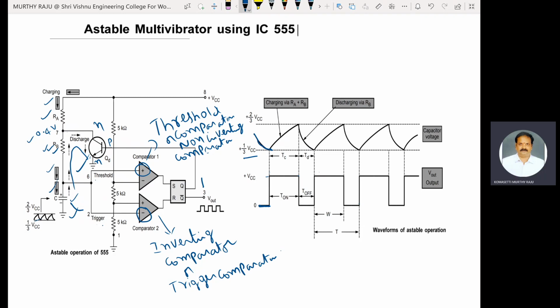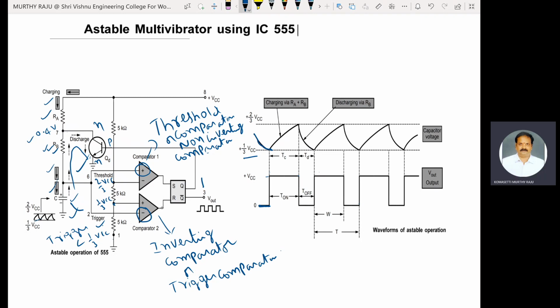Here, two reference voltages are there, 2/3 VCC and 1/3 VCC. These are the two points. The capacitor voltage is discharged towards 1/3 VCC, which is the trigger voltage. This trigger voltage is less than 1/3 VCC, and 1/3 VCC is the reference level of comparator 2. Therefore, it is at a high level.